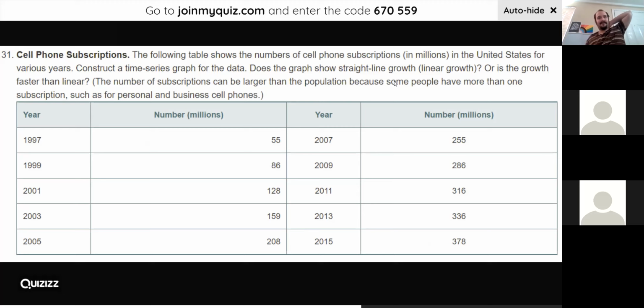You gotta have that burner phone, I guess. I don't know. These are the numbers.